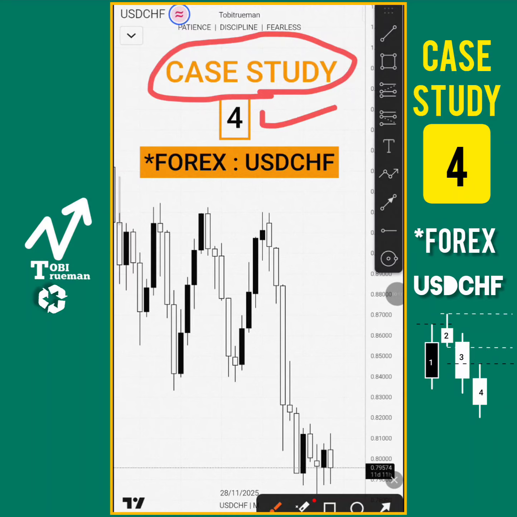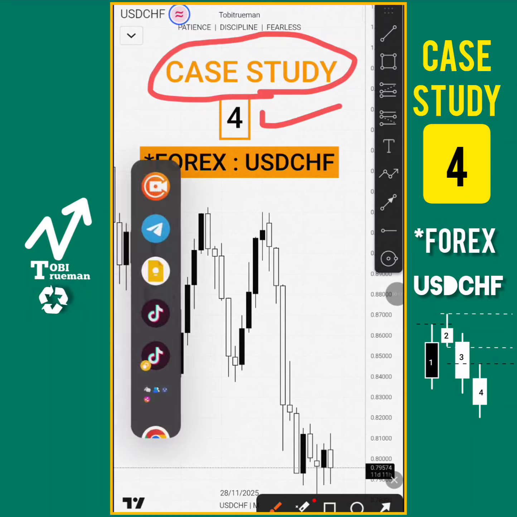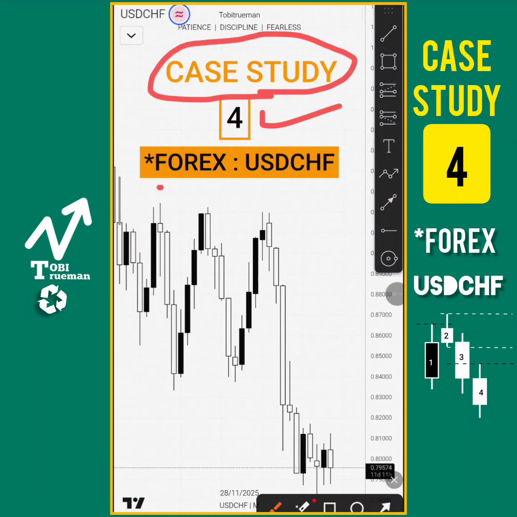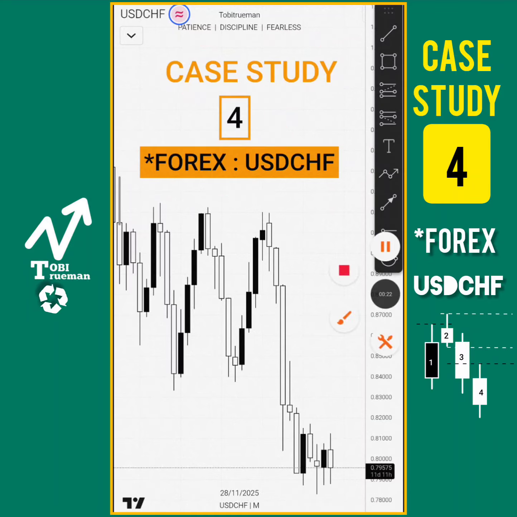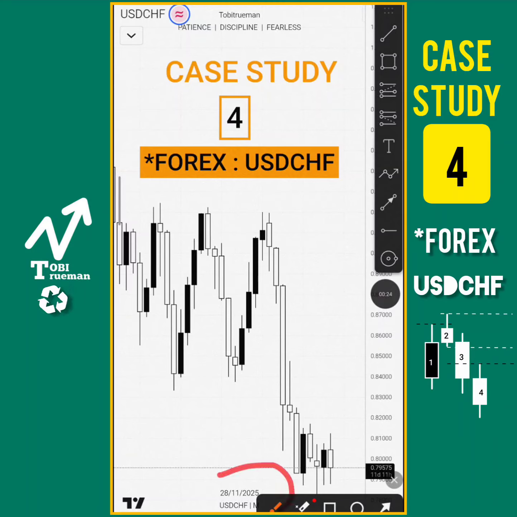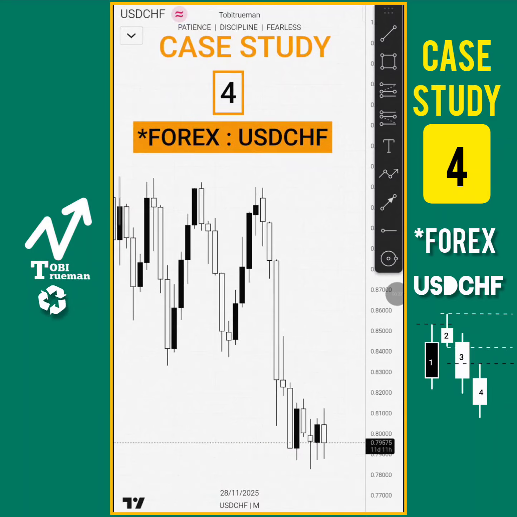Okay, so this will be case study number 4. We are looking at Forex, USDCHF. As usual, we'll start from the monthly time frame. Okay, monthly time frame, then we'll go from the monthly to the weekly, then we'll look for our entry on the daily time frame.